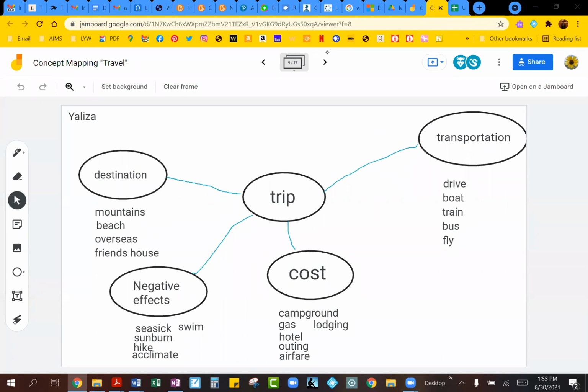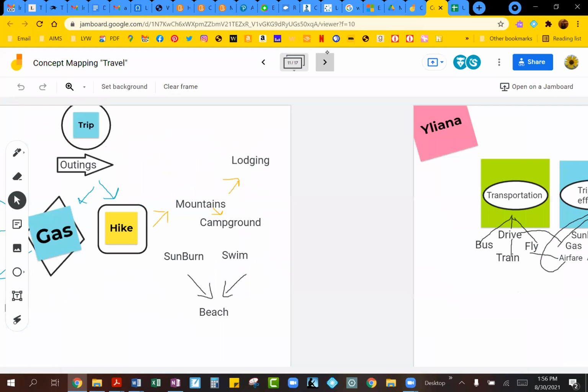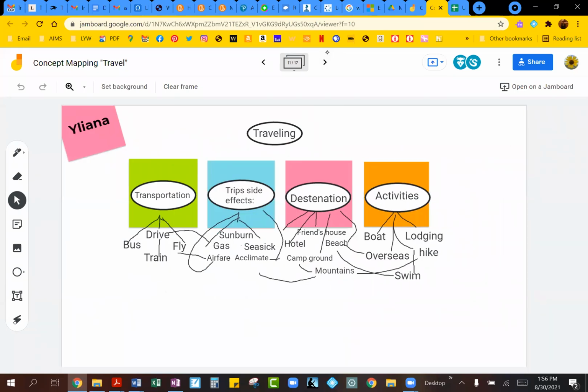You can again kind of see almost similar to what Dennis had. This one is by Eliza. So you can again see she's broken it down into destination, the negative effects, cost, and transportation of taking a trip. This one was also a little bit different, and you can kind of see how Darla here broke it down into, looks like your two main categories were gas and hiking, and then what each one of those could kind of lead to. So this was just a very different take than what we would imagine. This is again kind of very similar to Eliza's and Dennis's.